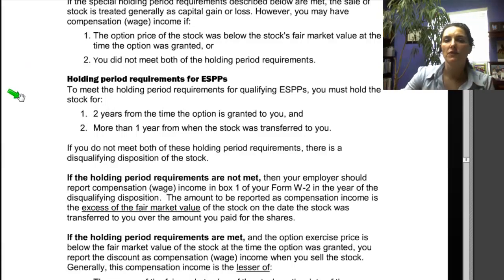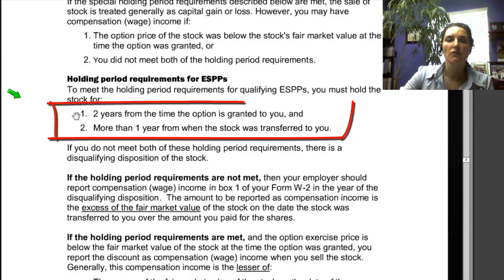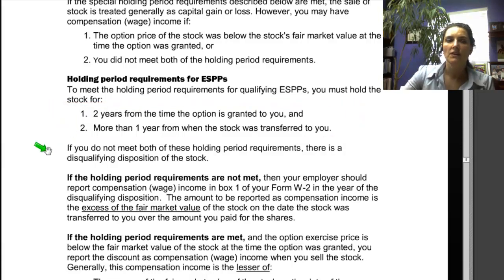To meet the holding period requirement for qualifying ESPPs, you must hold the stock for 2 years from the time the option is granted to you and more than 1 year from when the stock was transferred to you. If you do not meet both of these holding period requirements, there is a disqualifying disposition of the stock. If the holding period requirements are not met, then your employer should report compensation, that is wage income, in Box 1 of your Form W-2 in the year of the disqualifying disposition. The amount to be reported as compensation income is the excess of the fair market value of the stock on the date the stock was transferred to you over the amount that you had to pay for the shares.